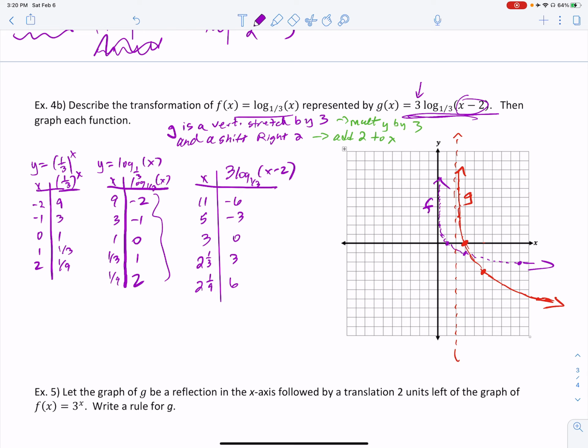And so on this final function G, you have a domain of 2 to infinity. You have a range still of -infinity to infinity. And you have a vertical asymptote now at x equals 2 because of the shift to the right.